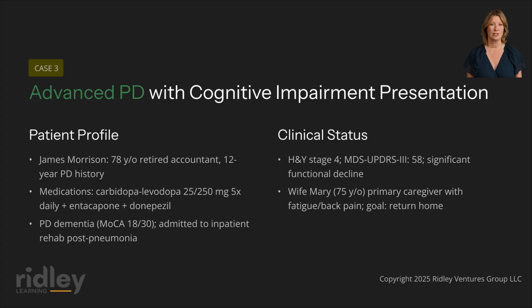Our third case study presents advanced stage Parkinson's disease with cognitive impairment. Mr. James Morrison is a 78-year-old retired accountant with a 12-year history of Parkinson's disease. He is admitted to an inpatient rehabilitation program following a hospitalization for pneumonia, during which he experienced significant functional decline.